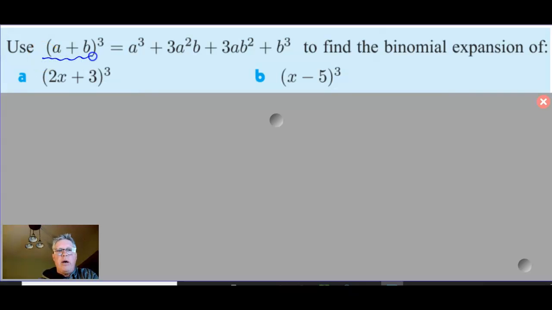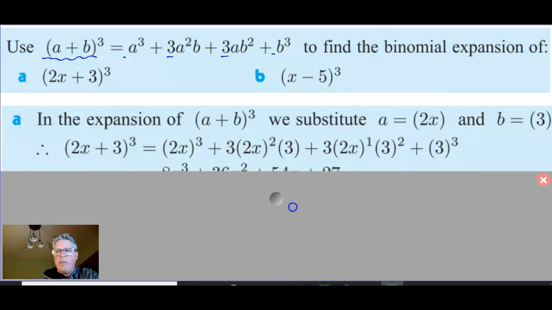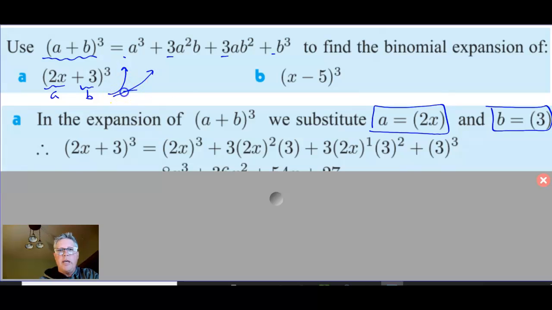So right now, if I gave you that, I would hope that you could find the third row of Pascal's triangle. You could go a cubed b to 0 and so forth, and you've got it. So when we have a binomial like this, all you do is substitute. So this will be our a and this will be our b, and we just plug those into the a's and b's.